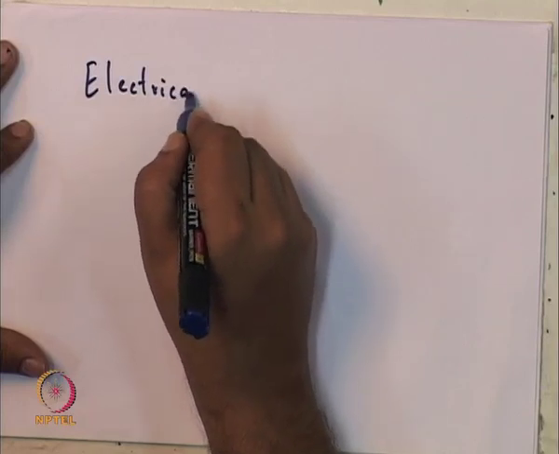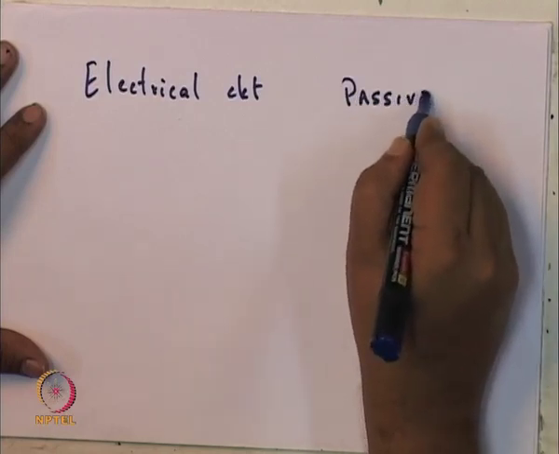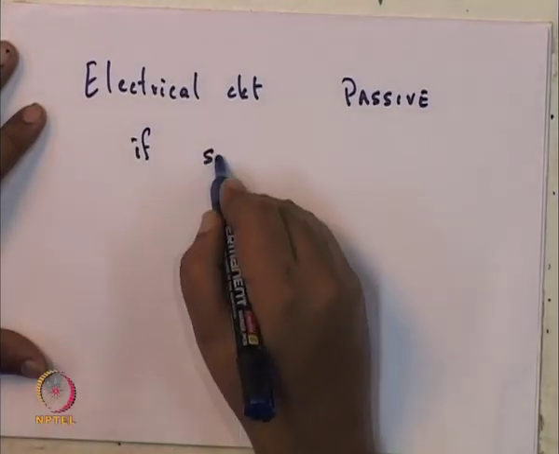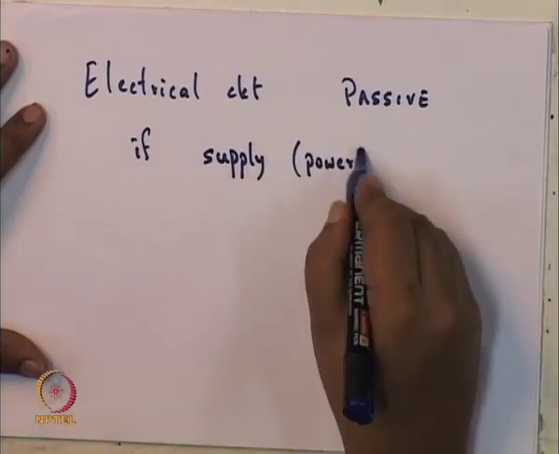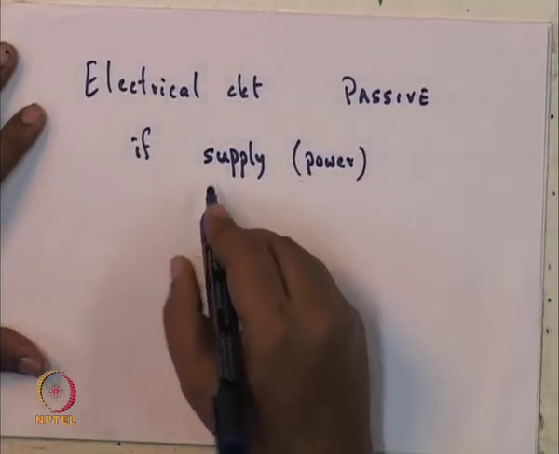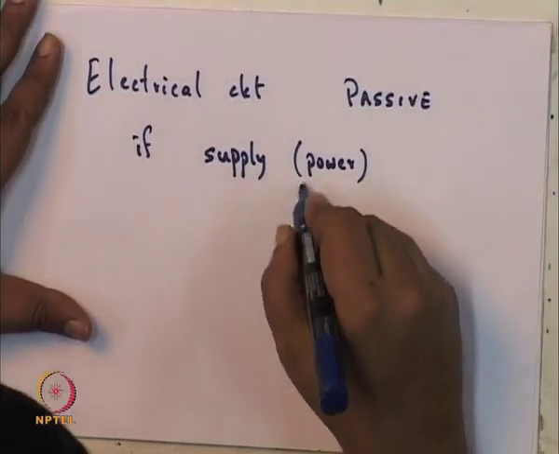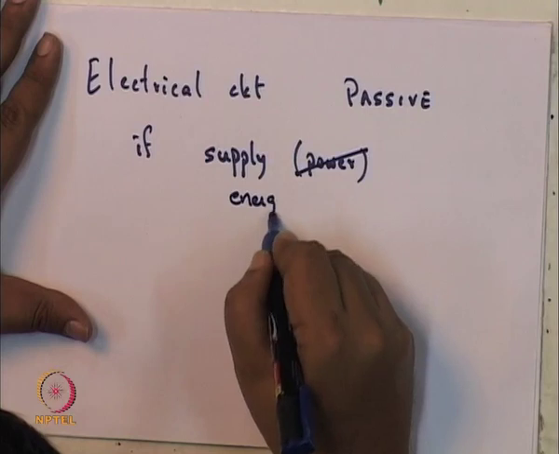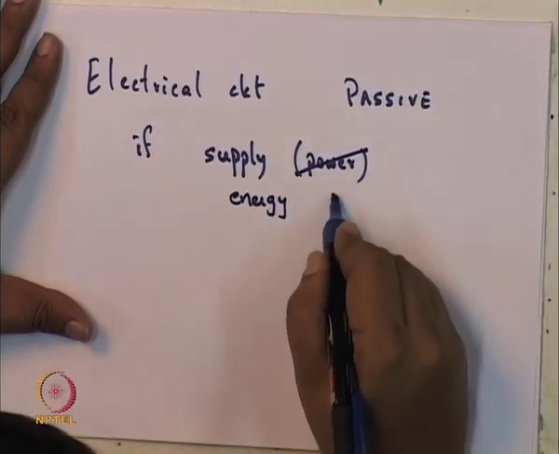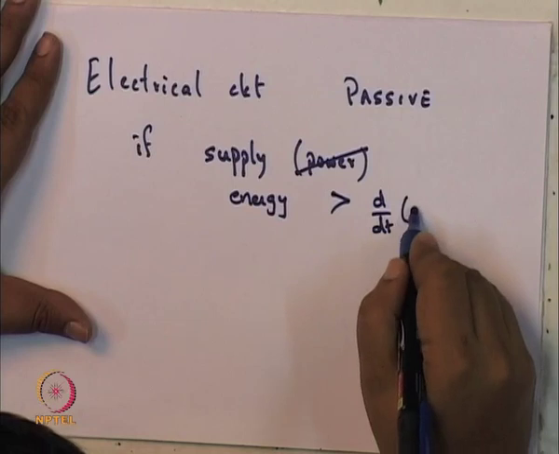So then coming back to an electrical circuit, we call an electrical circuit passive if the supply or power is okay. Now, the supply in terms of energy, of course, is the integrated part, power is the derivative part. So, perhaps let me talk about it as the supply in terms of energy. The energy supplied is greater than the rate of change of stored energy.